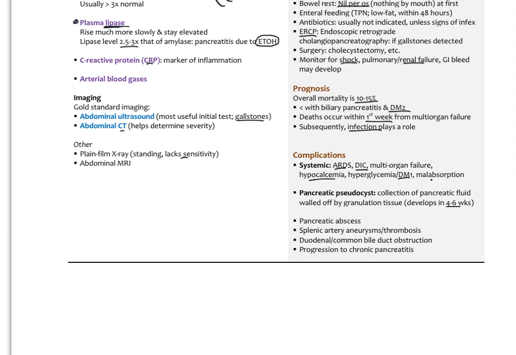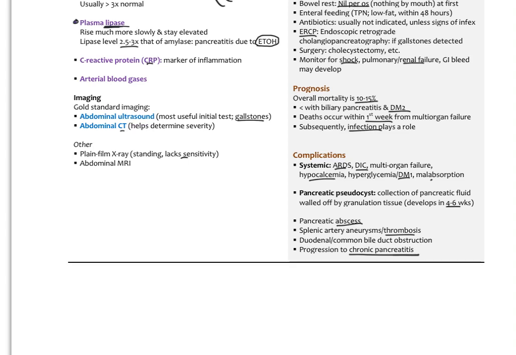Often those will regress, but sometimes they need more surgical or drainage, and so that'll depend on the size and where it's at. Pancreatic abscess would be a pocket of an infection. Splenic artery aneurysms or thrombosis, blood clots. Duodenal or common bile duct obstruction from all the inflammation, and then progression to chronic pancreatitis, which we'll look at next. So that's kind of like a pancreatitis that didn't quite heal, or whatever the insulting injury is keeps triggering it. And unfortunately, the outcomes for chronic pancreatitis are not so good either.